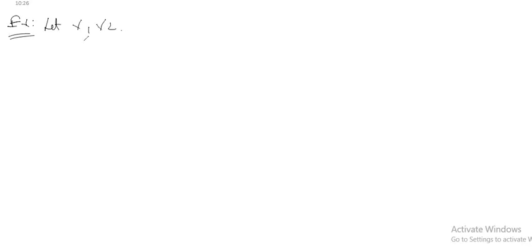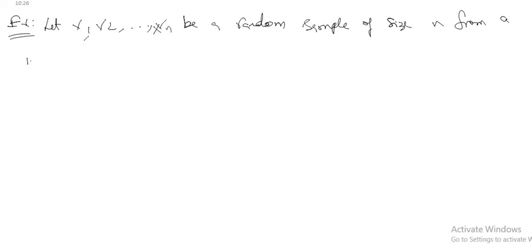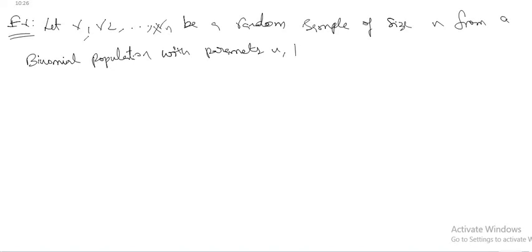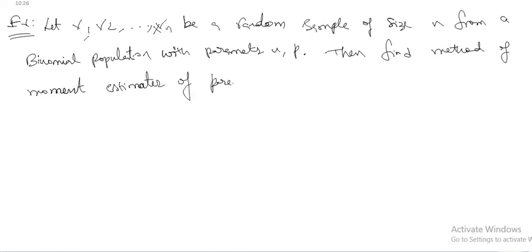Let X1 to Xn be a random sample from a binomial population with parameters, then find the method of moments estimator of the parameter. Solution.